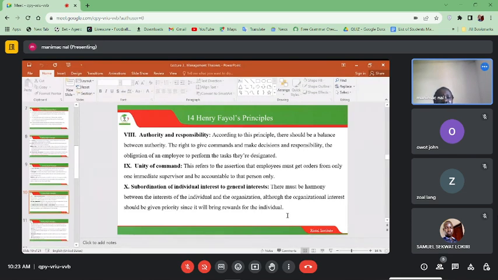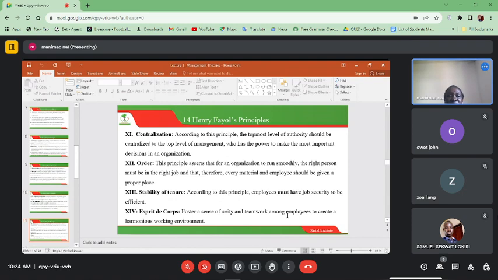Furthermore, we have subordination of individual interests to general interest. Fayol here says that there must be harmony between the interest of the individual and also the organization. Although organizational interests should be given priority since it brings rewards for the individuals. Much as we individuals may have our own personal interests, even in terms of goals to achieve, if we are working in that environment, we should make sure that we give the organization's interest priority, because after all, we receive money or rewards from the organization.